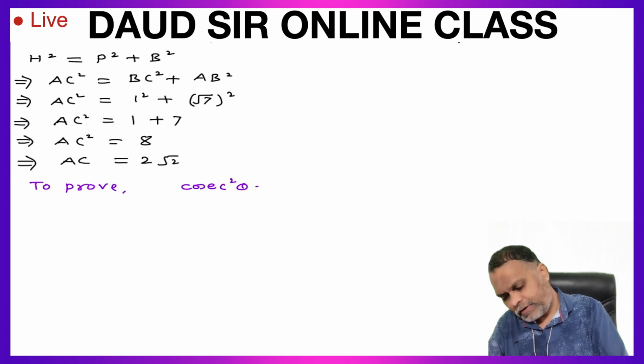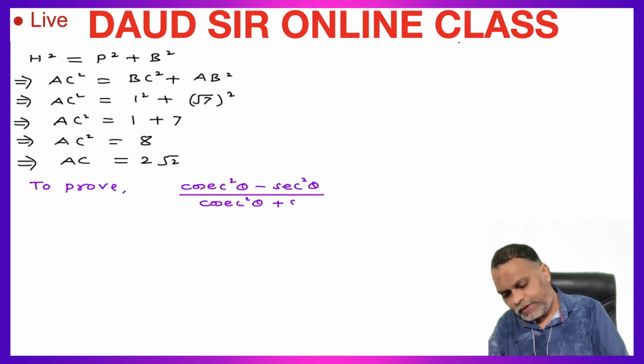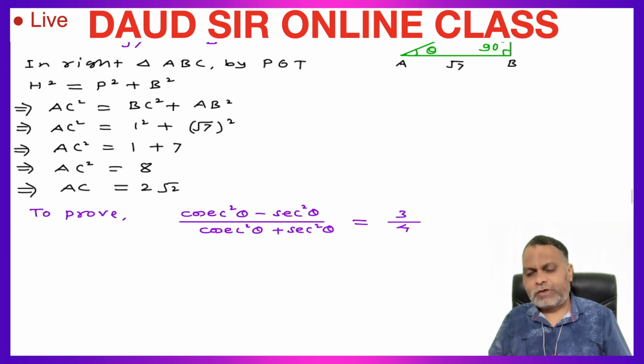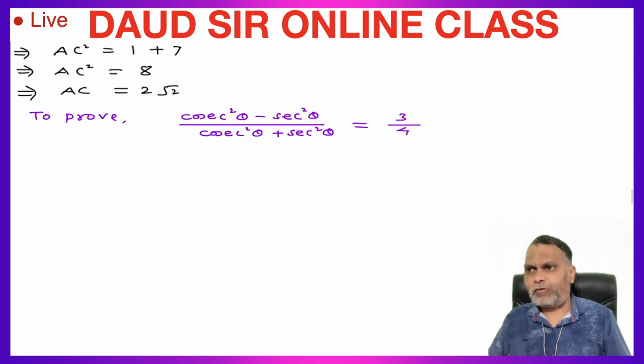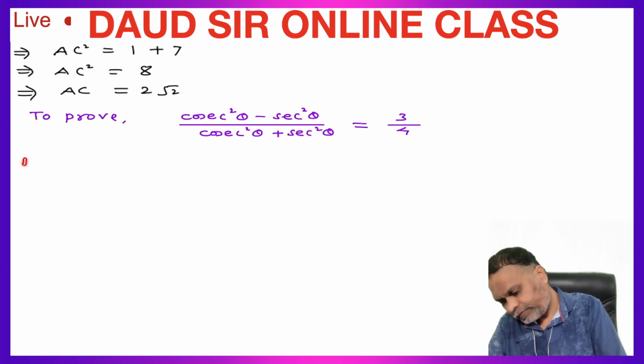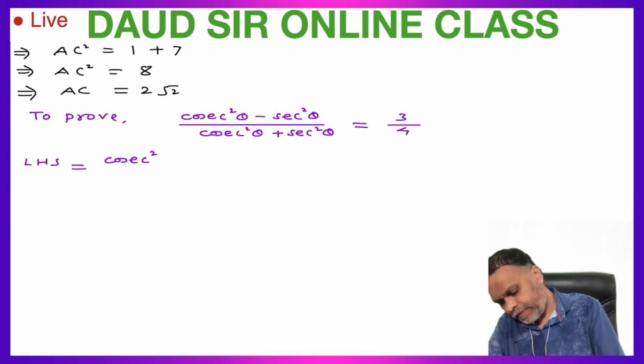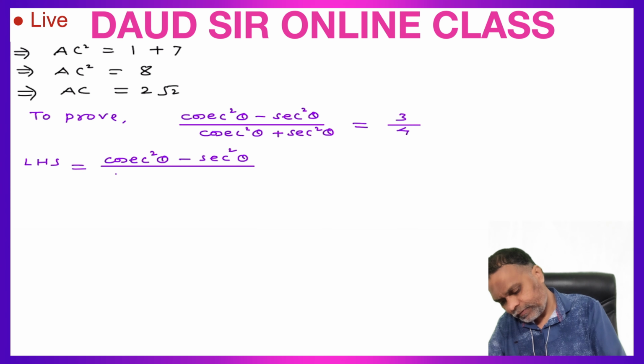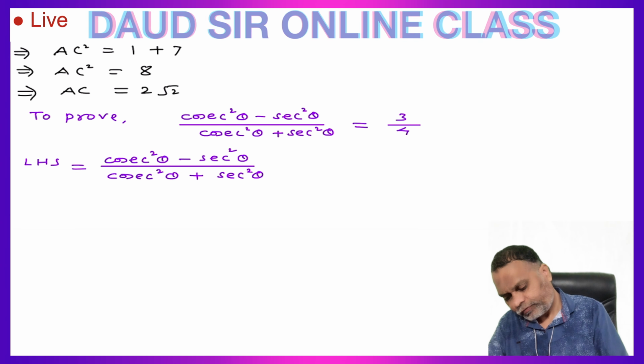To prove, cosec square theta minus sec square theta upon cosec square theta plus sec square theta is equal to 3 upon 4. This we have to prove. Now taking left hand side, cosec square theta minus sec square theta upon cosec square theta plus sec square theta.